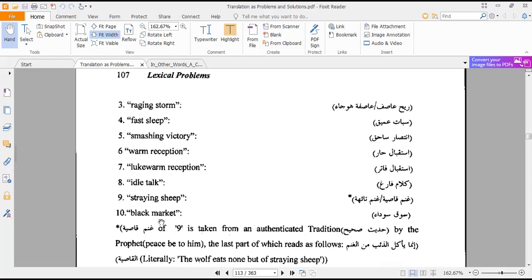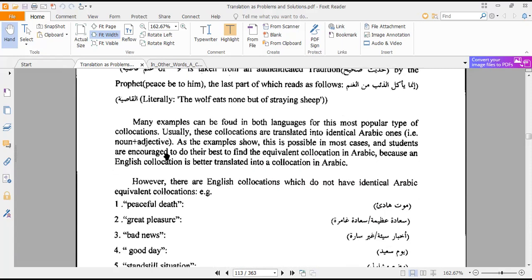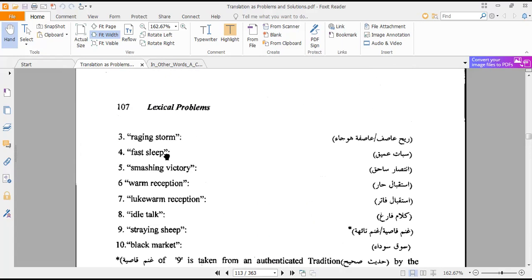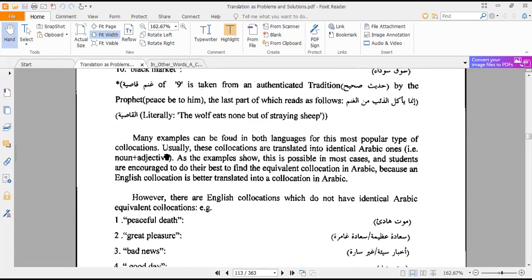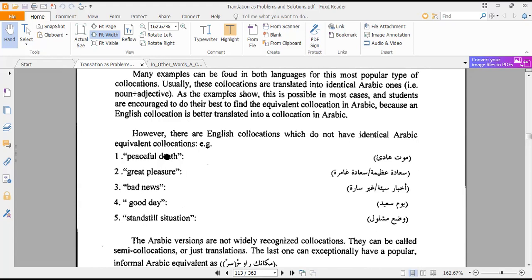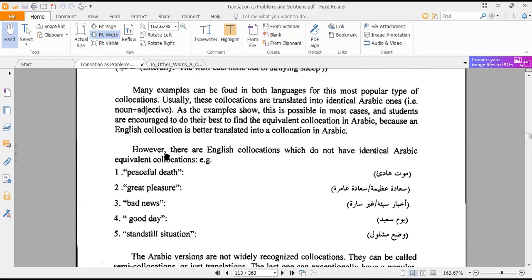Black market سوق سوداء، أنا بحكي literal translation. Warm reception استقبال حار، نفس الحاجة literal translation. Smashing victory also is a literal translation strategy. So most of the time literal translation gives us a comprehensible meaning, but we have other strategies that we are going to shed some light on.